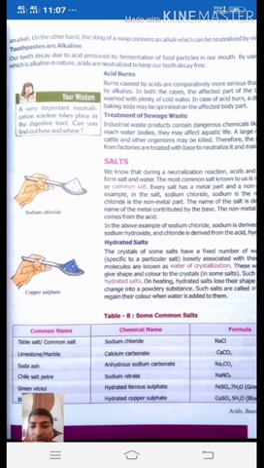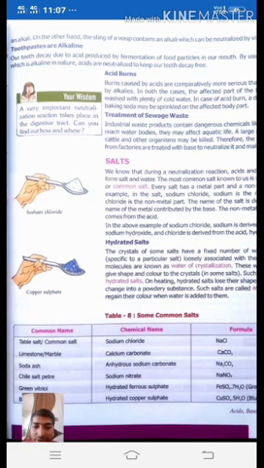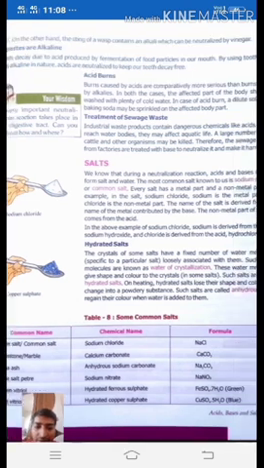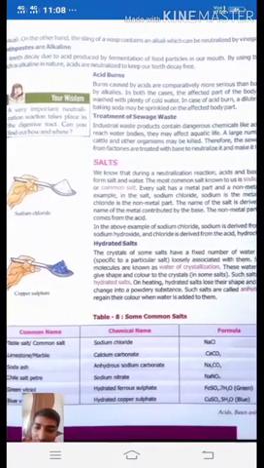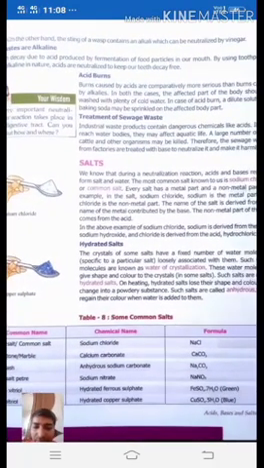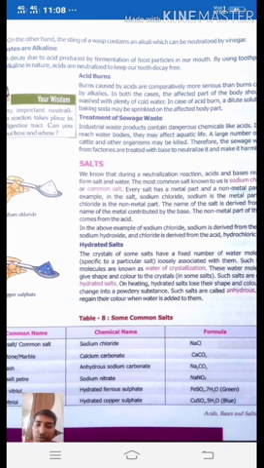Some common salts are given here. Table salt that we use in our daily lives: sodium chloride, that is NaCl; limestone, marble stones, CaCO3, calcium carbonate; soda ash, Na2CO3, sodium carbonate, that is anhydrous sodium carbonate; chile saltpeter, sodium nitrate, NaNO3; green vitriol, FeSO4·7H2O, that is green in color; and blue vitriol, hydrated copper sulfate, CuSO4·5H2O, right?